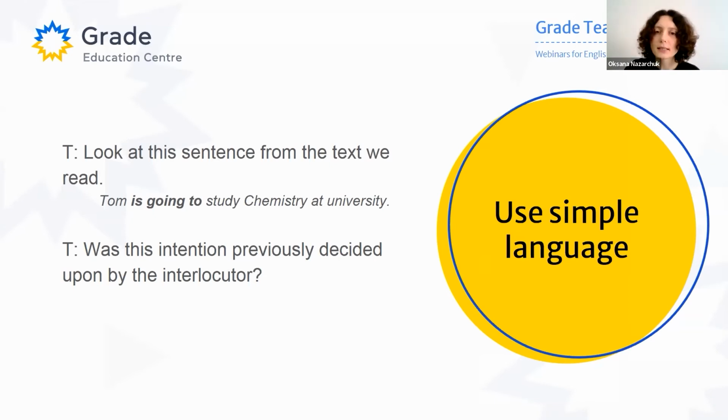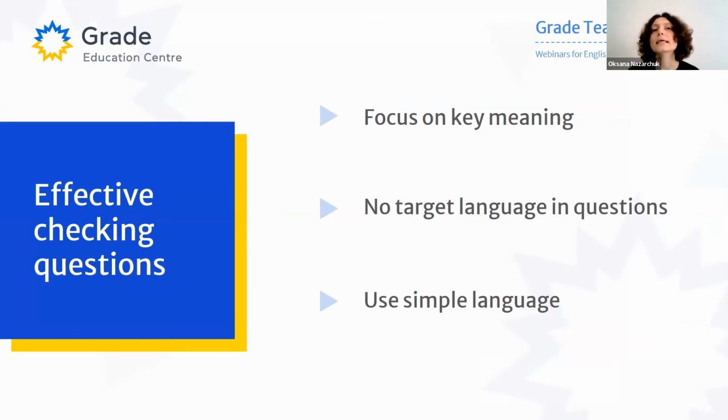So let's summarize this. When we ask any checking questions, we need to make sure that we focus only on the key meaning of the structure. We don't ask about something that's disconnected from this meaning. Then we never include target language in the question. So if we ask about going to, then there shouldn't be going to in the question. And we use very simple language, as simple as possible.